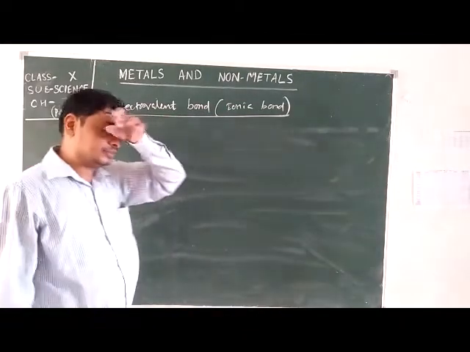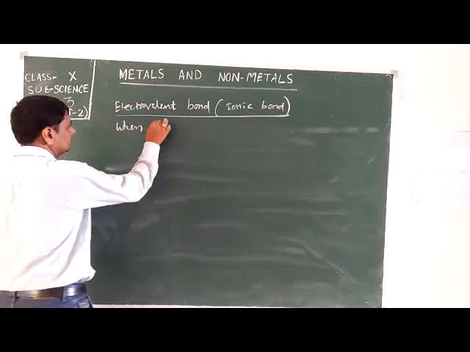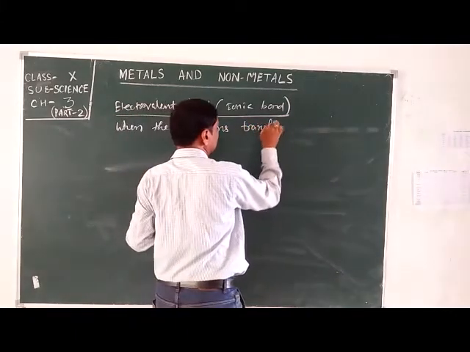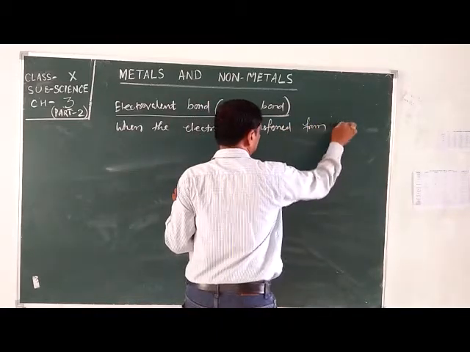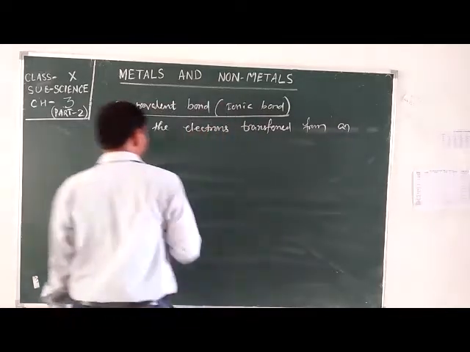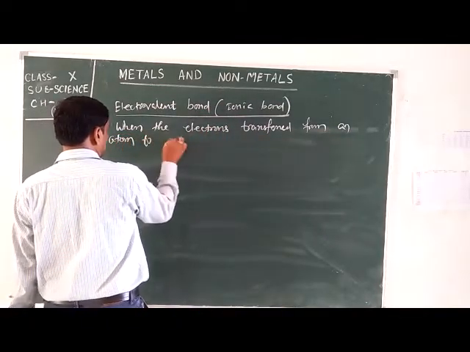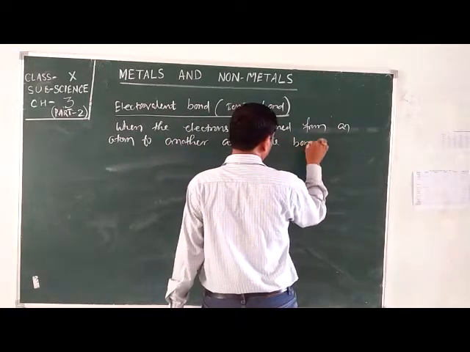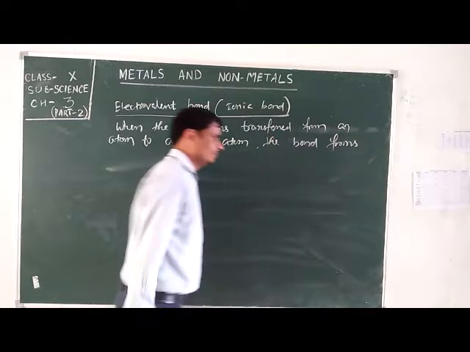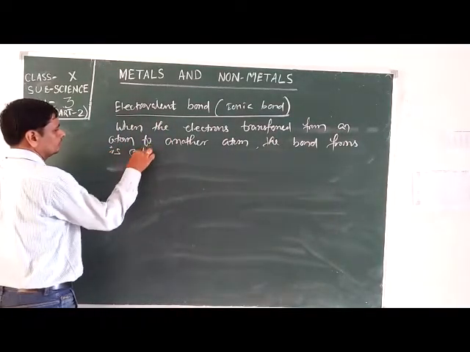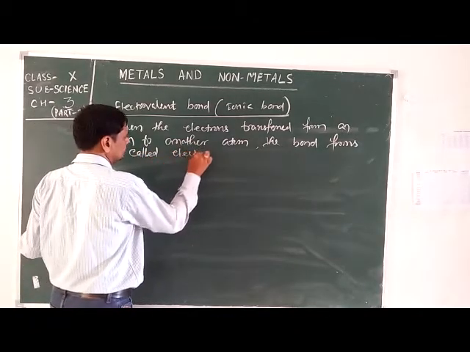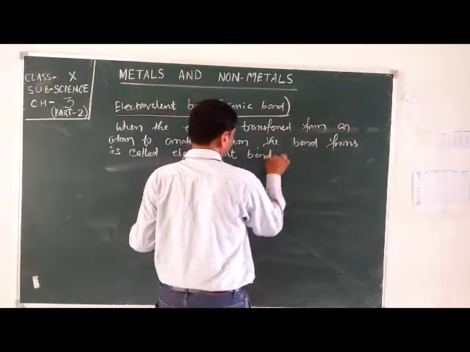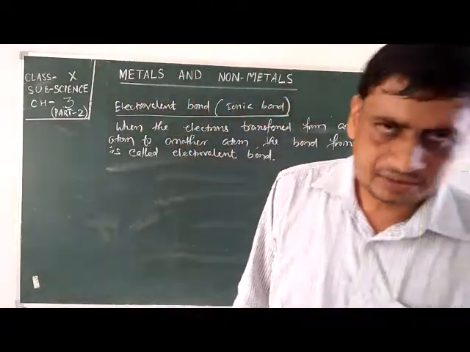Electrovalent bond or ionic bond. When the electrons transfer from one atom to another atom, the bond formed is called electrovalent bond. So how does the bond form here?